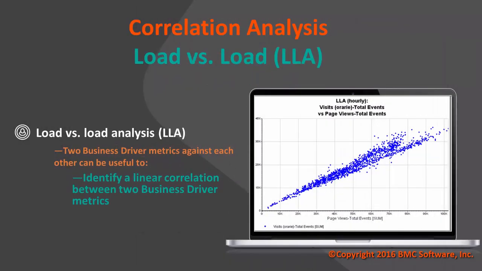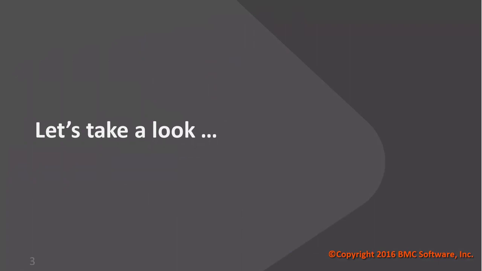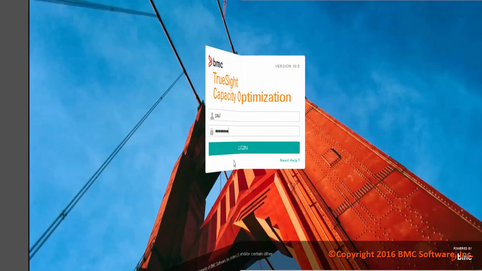In its simplest form, a load versus load analysis is a correlation graph that is displaying two different KPIs against each other. So in essence, you're not going to see time series data. You're going to see a business KPI versus some other business KPI and a scatter plot graph of those two different metrics together to identify if there is some type of correlation between these two metrics. So let's take a look in the BMC TrueSight Capacity Optimization solution to see how we can accomplish this.